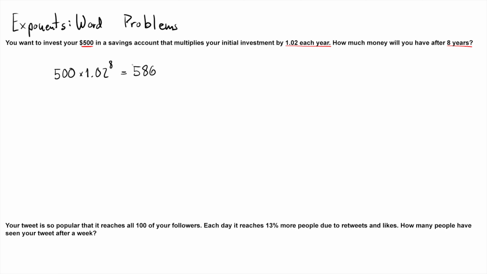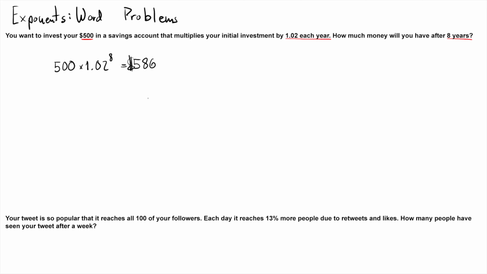Okay, we can put dollars there. So after 8 years, we can see that we've earned $86, or we have a total of $586, which we haven't really earned too much money. But that is what our savings account gives us. So that's what we're going to go with.